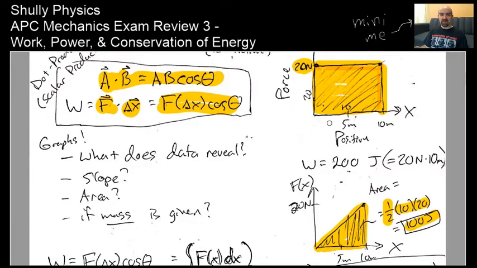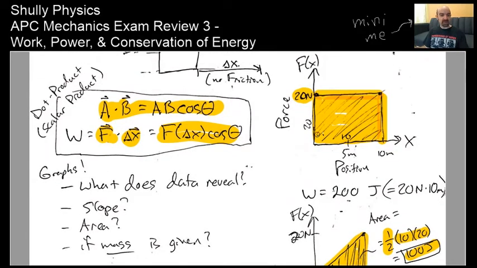So again, what you can think about when you're looking at a graph, if this isn't coming naturally to you, if you see a problem like this on the AP test, it's a graph. So you think to yourself, what does the data reveal? Well, the data reveals how the force is being applied over a displacement, over a distance. You think about the slope, is F divided by X? Is force divided by X anything meaningful? Not really. Then what about the area? Area would be F times X, force times displacement. Look that up on your equation sheet, and you'll find that under work. So the work is the area under this graph.